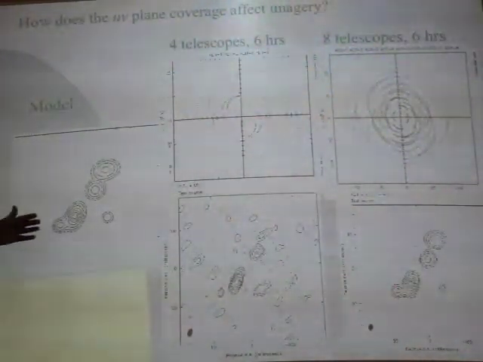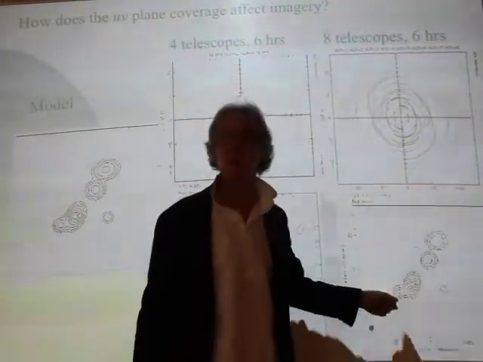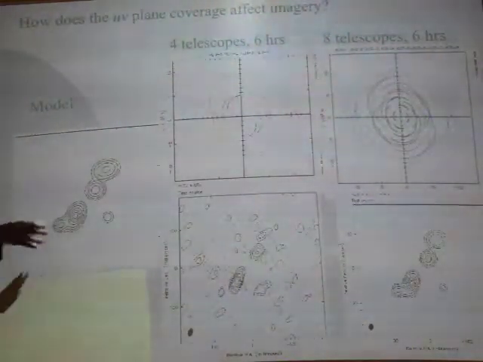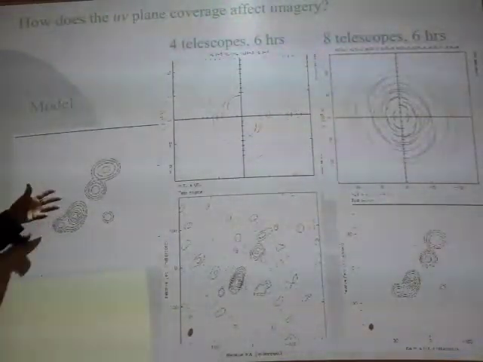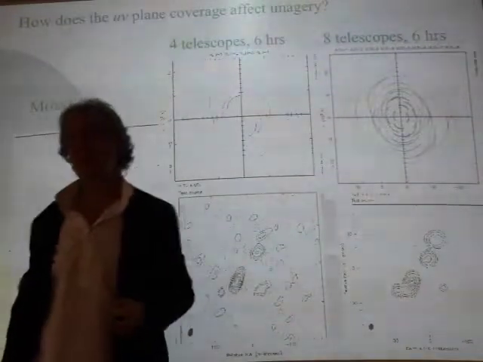So, you agree that the complexity of the source is rather high? And what it shows you is that if you are using 8 telescopes during 6 hours, you will be able to retrieve the complexity of that source. If the source is less complex, no problem. Now, if the source is even more complex, maybe you will need more hours.